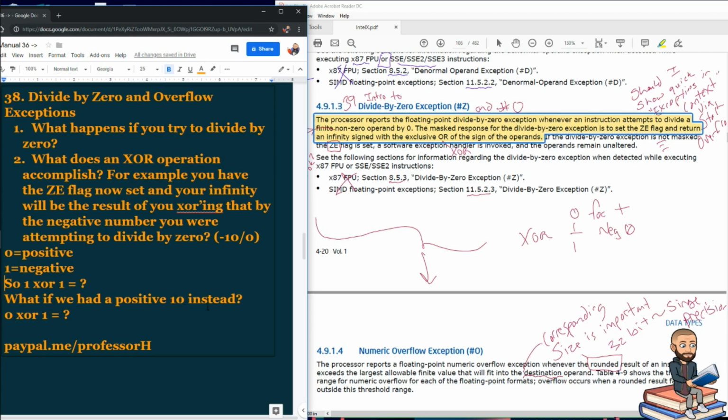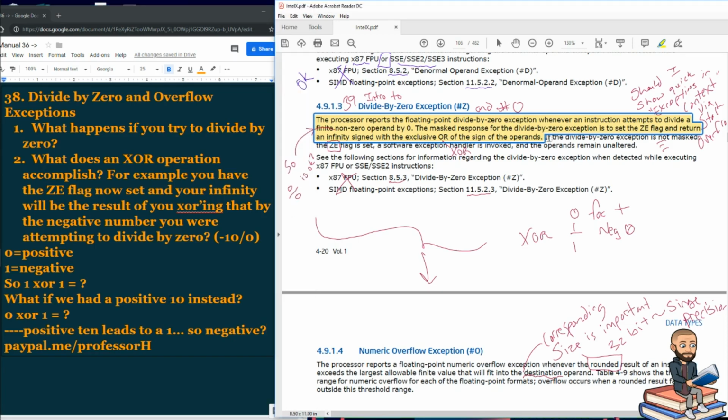If we had a positive 10 divided by 0, and we XOR the positive, a 0, by 1, then we get a 1. But wait a minute, if we had a positive 10 and that leads to a 1, and a 1 is negative, you're saying that by XORing, I'm going to get an infinity result of a positive number? So I'm making a bit of a leap here. I hope this is correct, but the part where it says the masked response, so a lot of times a mask will flip bits. Let's just try to read that in its entirety.